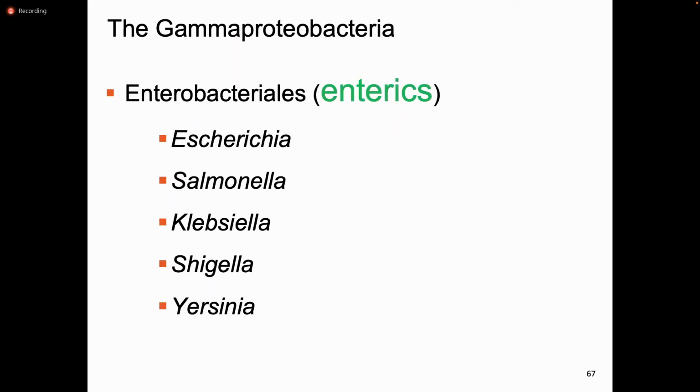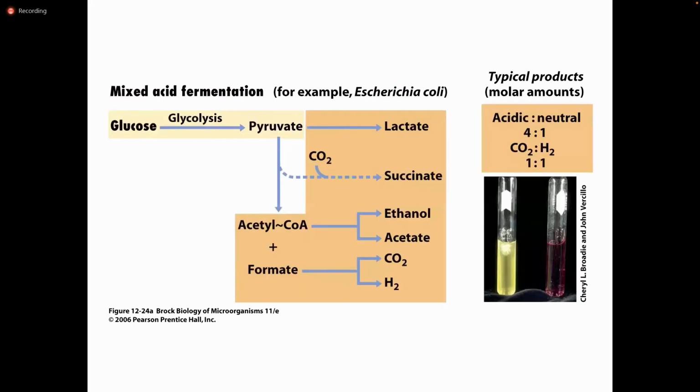Okay, Enterobacteriaceae, the major family, has these five genera. E. coli is the one which is quite often found in the human colon. Salmonella is also the same.